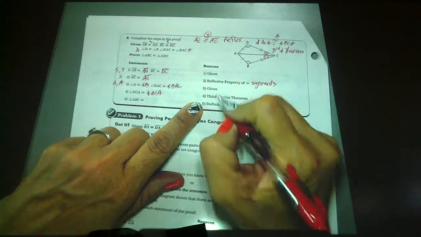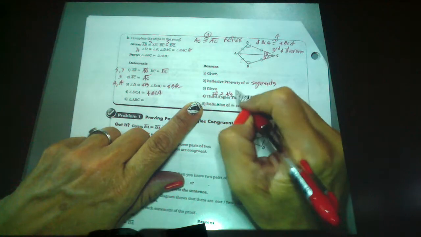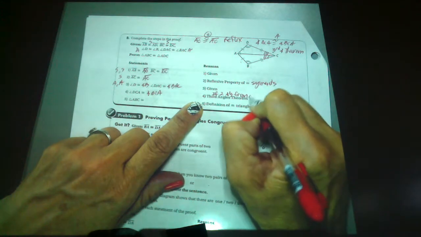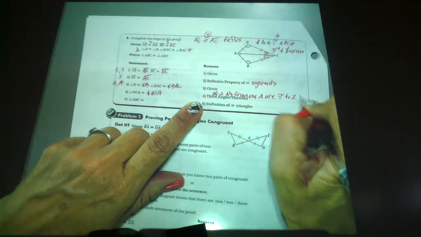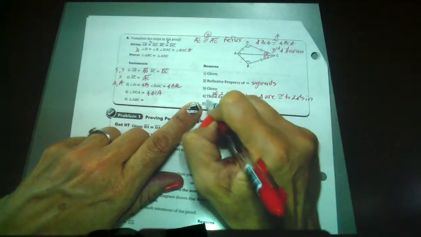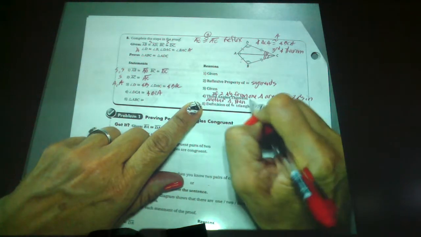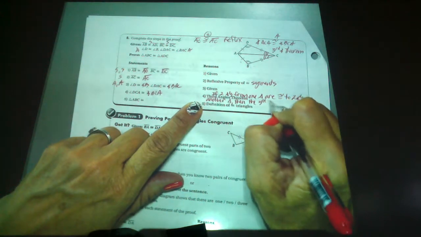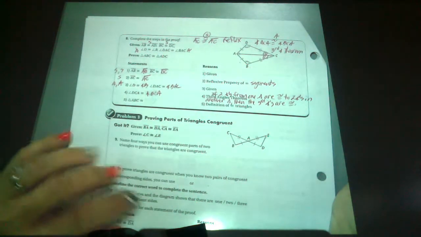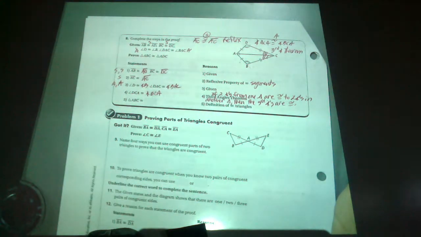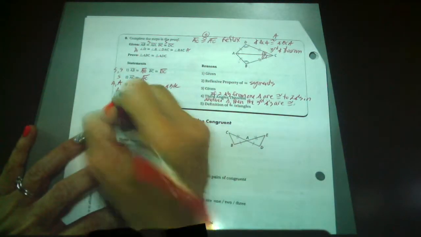You have to write, if 2 angles from one triangle are congruent to 2 angles in another triangle, then the third angles are congruent, or something like that. Pretty much have to say something like that. And then that gives us our sixth piece.